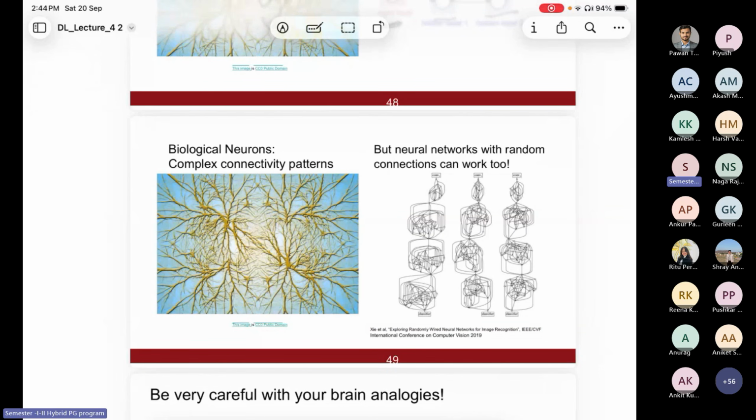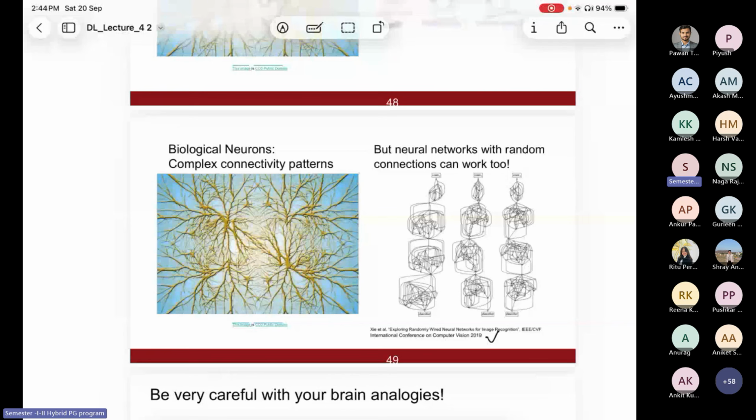Okay, one more thing is that a neural network, even with random connections, can work well. Again, these are all analogies that people have given in the past. This paper published in 2019 has said that even if you randomly wire this neural network, it can give good performance.